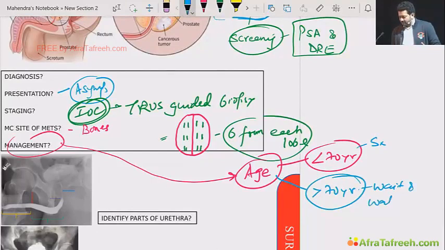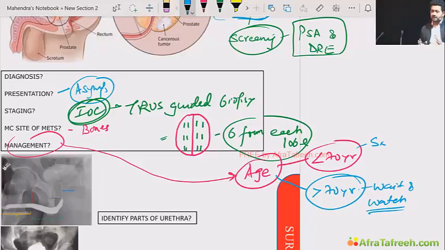So instead of remembering the treatment stage-wise, just remember if the age of the patient is less than 70 years, it means the survival is more than 10 years. With more than 10 years survival, you will do surgery, you will do radiation, or you can go for hormonal therapy and other things. But more than 70 years, you'll just wait and watch, because prostate cancer is a very slow growing cancer. So if the diagnosis is made after 70 years, it means the cancer is not going to kill the patient for the next 10 to 15 years.